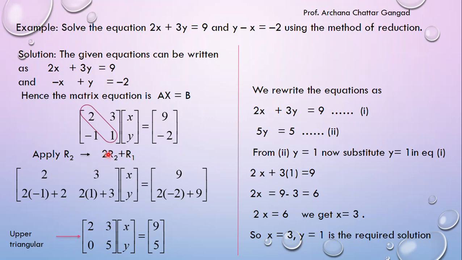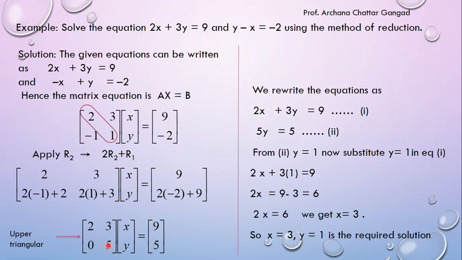So apply the second row elementary transformation, 2 into minus 1, it becomes minus 2, plus r1 value is 2. So minus 2 plus 2, it becomes 0. The same corresponding element next, 2 into 1 plus r1 value is 3. So 2 into 1 plus 3, it becomes 5. Second variable matrix as it is, right hand side value same constant matrix पे भी हमें same row operation perform करना है. So 2 into minus 2 plus r1 value is 9. So 2 into minus 2, minus 4 plus 9, it becomes 5. So this is our next step.